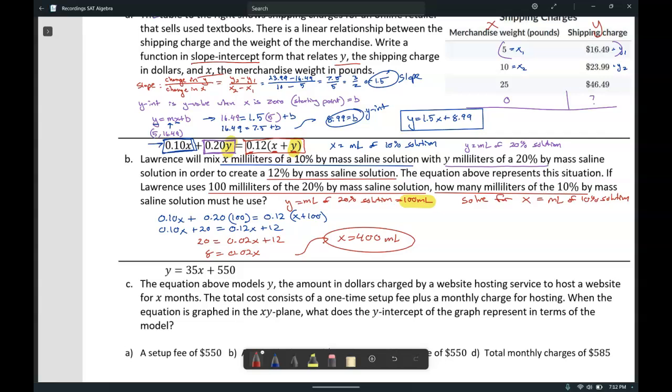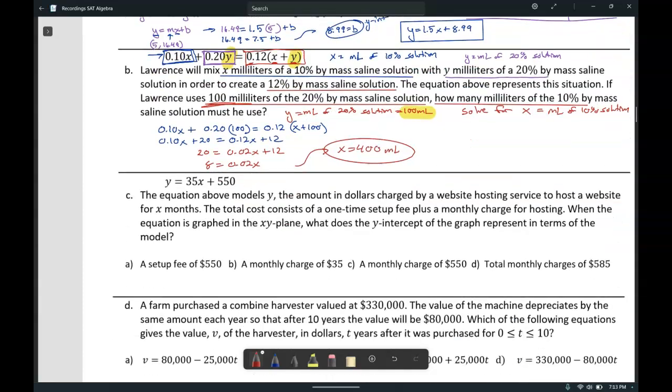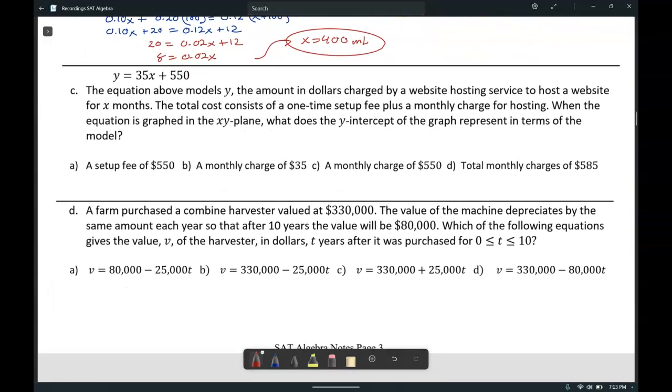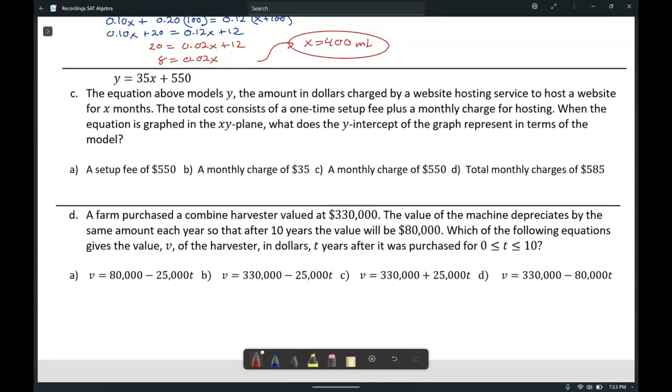And this answer makes sense because if we look, these are on very similar scales of magnitude, 400 milliliters and 100 milliliters. It would make sense to mix somewhat close to the same amount so that we end up with the proper solution. Now the next few I included are some multiple choice so that we can look at how different answer options are presented.